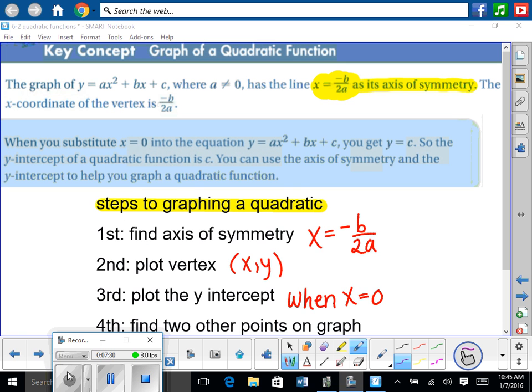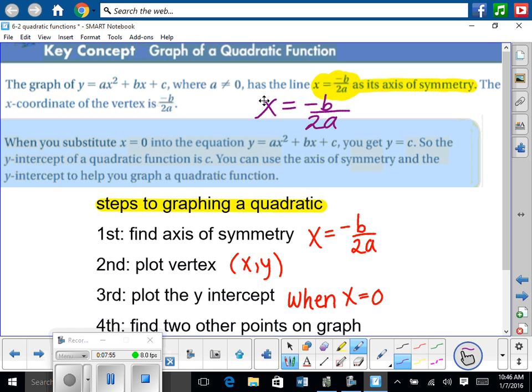The graph of y equals ax squared plus bx plus c, where a does not equal 0, has the line x is equal to negative b over 2 times a. There's our formula. That is the formula for the axis of symmetry. So we can always find, given a quadratic, the axis of symmetry. Once again, the formula is x is equal to negative b all over 2 times a.